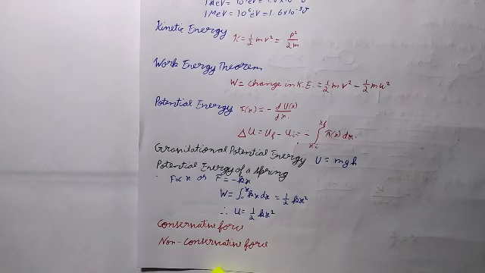Now, second is non-conservative force. If the amount of work done in moving an object against a force from one point to another depends on the path along which the body moves, then such a force is called a non-conservative force. Forces of friction and viscosity are non-conservative forces.